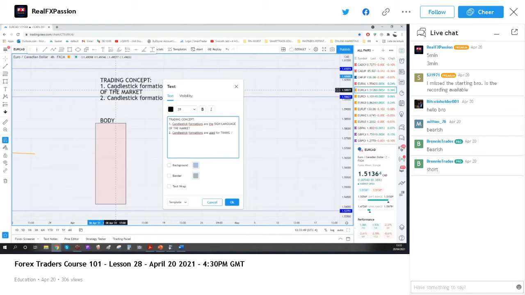What does this mean? We are using them in order to enter the market at the appropriate candlestick formation, CF, candlestick formation time. Okay, everybody, don't be shy, don't be afraid to ask questions. There is no right or wrong.